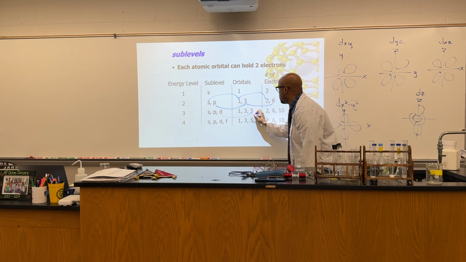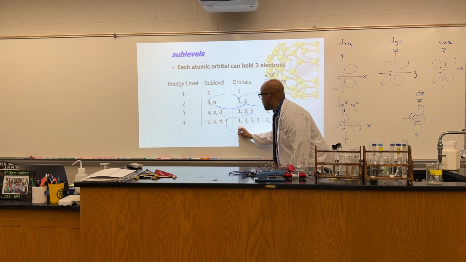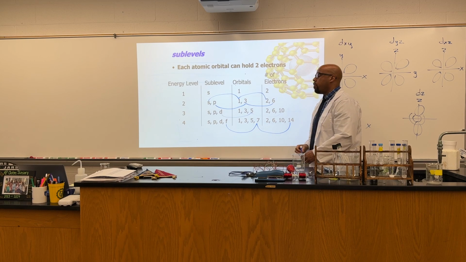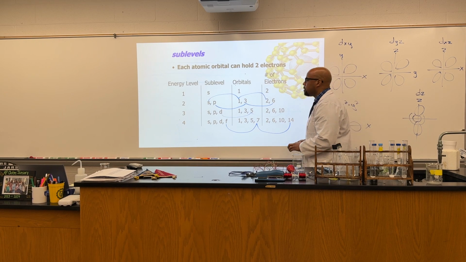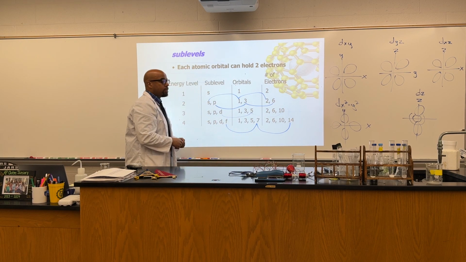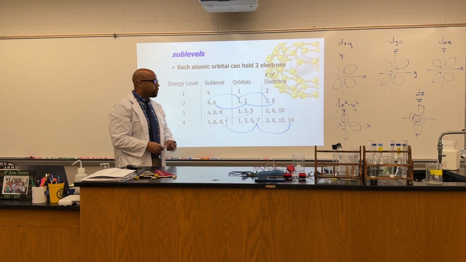Just like the D's, there's 5 different D orbitals. Each one can hold 2. It maxes out at 10. The F's, there's 7 different F orbitals. Each one can hold a maximum of 2. They will max out at 14. So even when we look at the maximum number of electrons, S can hold 2, P can hold up to 6, D, if I have all the orbitals, can hold up to 10, and F can hold up to 14.